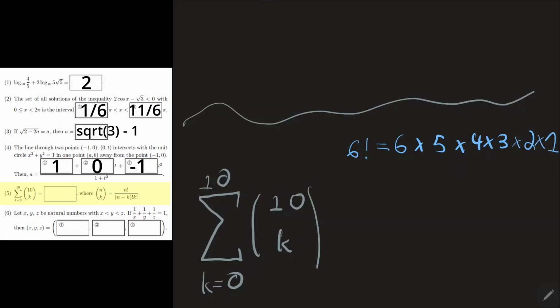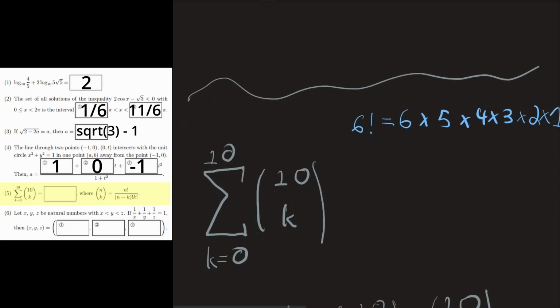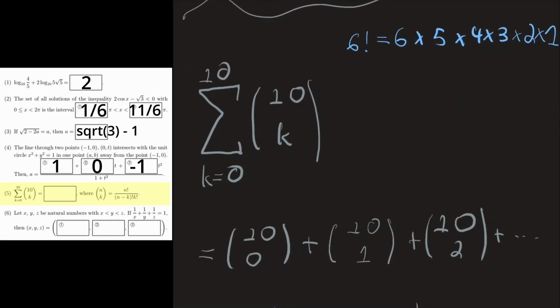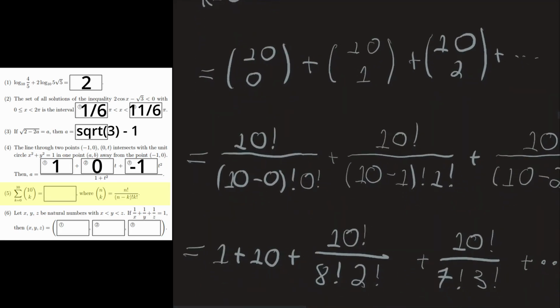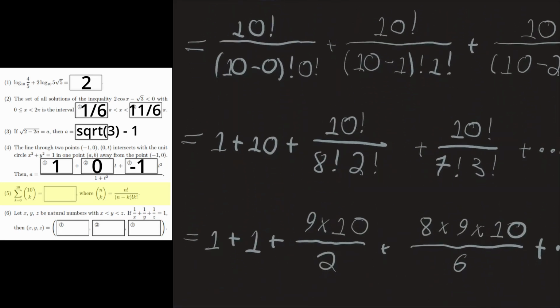And if you know these things, then technically you can solve this question. And I say technically because you kind of can't actually, and you'll see why in a second, but I want to explain it. So here I wrote out a little bit, right? We have 10 choose 0 plus 10 choose 1 plus 10 choose 2 plus ... all the way to 10 choose 10. And those equal these expressions right here: 10 factorial over (10 minus 0) factorial times 0 factorial, which, by the way, 0 factorial equals 1.